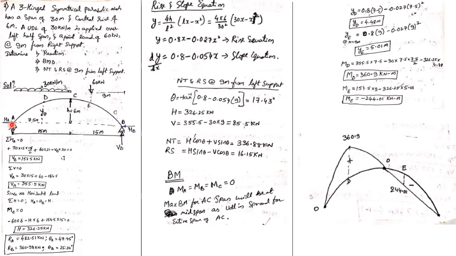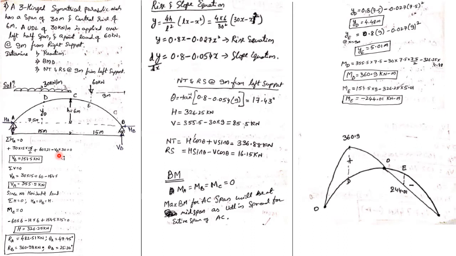So three hinged arches, A and B are the hinges, and C is also an internal hinge, and a 30 kilonewton per meter UDL is applied for the left half portion of AC, that is the left half span, and then 60 kilonewton is applied at 9 meter from the right support. So you have to find out reactions, BMD, NT and RS at 9 meter from the left support.